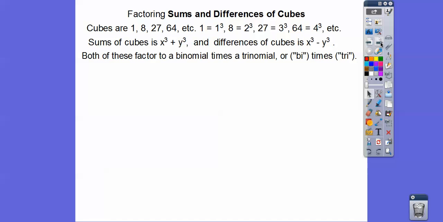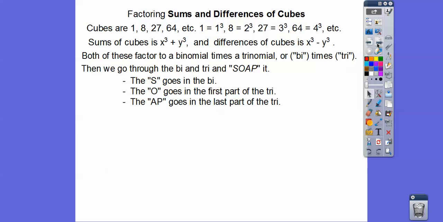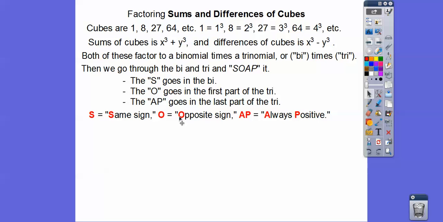I had an Algebra 2 class, we kind of discovered this nice little trick right here. So when you got sums of cubes or difference of cubes, they always go a binomial times a trinomial. So I like to say bi times tri, okay? And so then we go through the bi and tri, and we soap it, you guys. So we put the S in the bi, we put the O in the first part of the tri, and the AP go together in the last part of the tri. And the S stands for the same sign, so if it's a plus, then it's going to be a plus. O stands for opposite sign, and AP stands for always positive. Soap it.